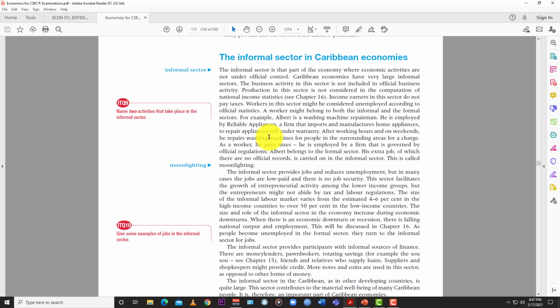But of course, there's also illegal aspects to the informal sector, the underground economy. So you have your prostitution, the drugs, and that kind of stuff. Yes, those are illegal, and those are also a part of the informal sector or the underground economy. So that's the other side of this whole coin.